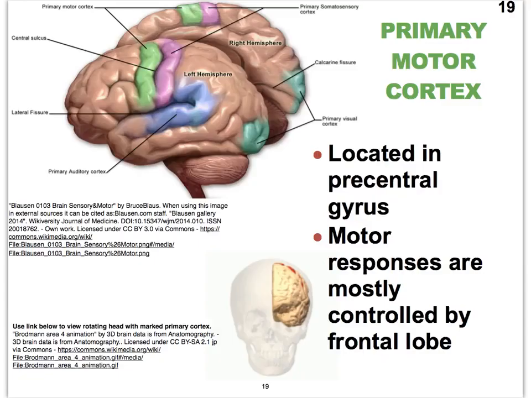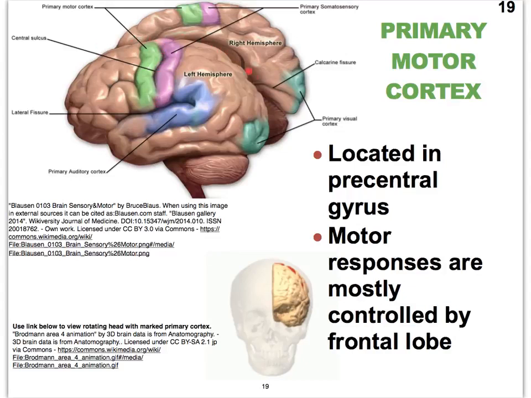So now we're ready to take a look at the primary motor cortex. There's only one primary motor cortex. We had a total of 6 primary sensory areas. The primary motor cortex sits on the other side of the central sulcus. Remember, the central sulcus is right here. This is a nice picture because it allows you to visualize things more three-dimensionally.